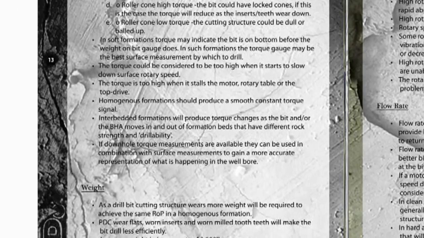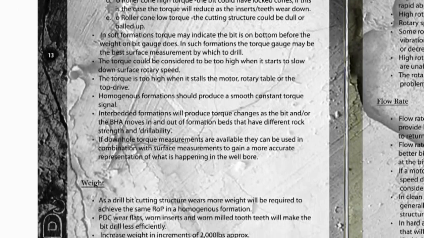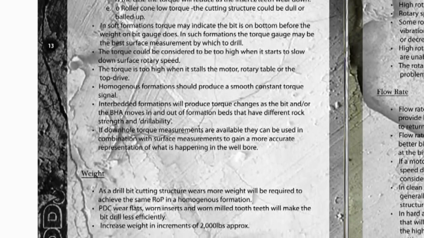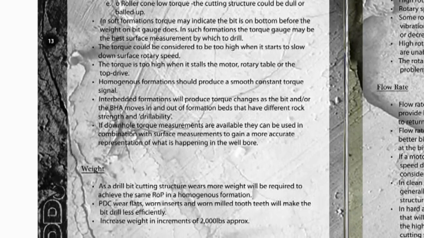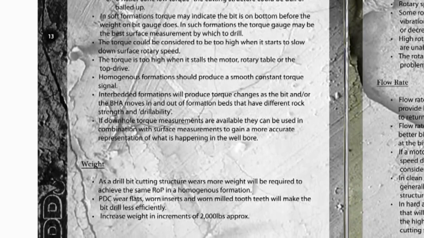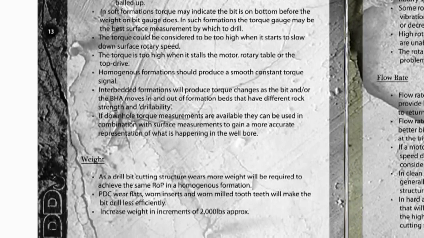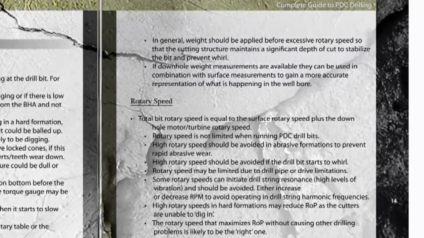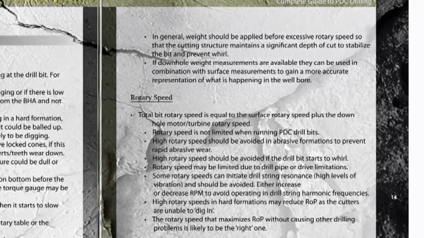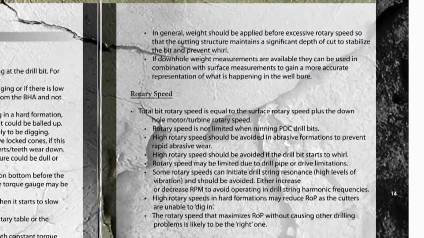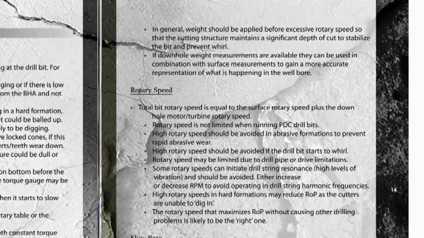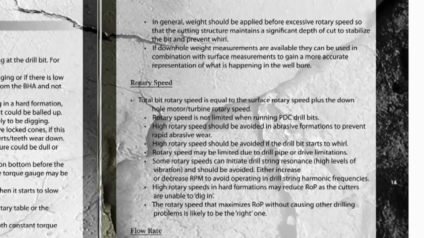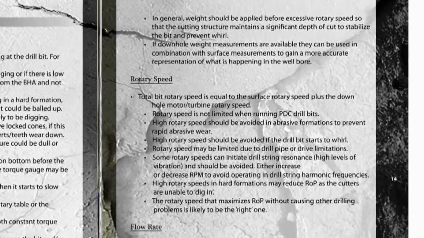Weight. As a drill bit cutting structure wears, more weight will be required to achieve the same ROP in a homogeneous formation. PDC wear flats, worn inserts, and worn milled tooth teeth will make the bit drill less efficiently. Increase weight in increments of approximately 2,000 pounds. In general, weight should be applied before excessive rotary speed so that the cutting structure maintains a significant depth of cut to stabilize the bit and prevent whirl. If downhole weight measurements are available, they can be used in combination with surface measurements to gain a more accurate representation of what is happening in the wellbore.